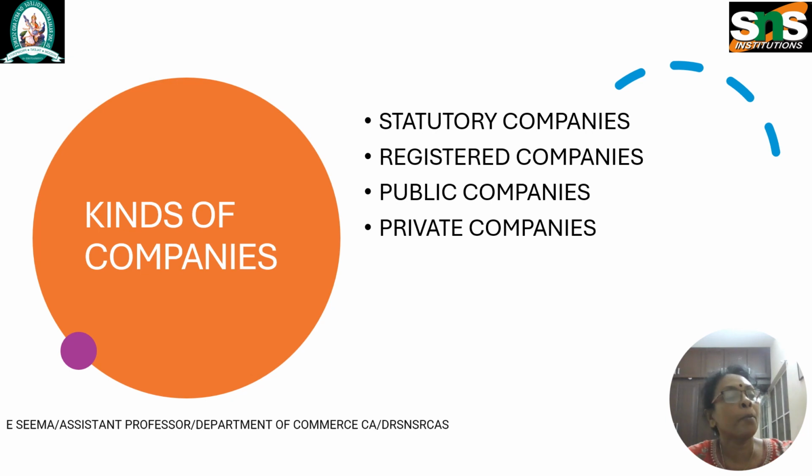and a private company form of organization is suitable for carrying on a family business where the ownership and control can be held by a limited number of persons. These are all the different kinds of company, that is statutory company, registered company. Registered company can be again divided into public company and private company.